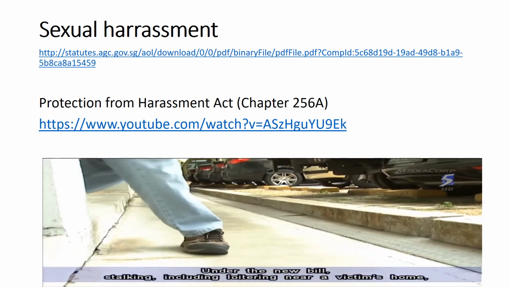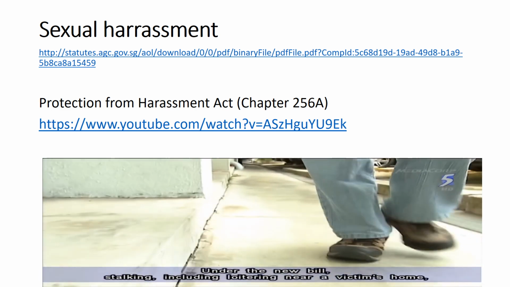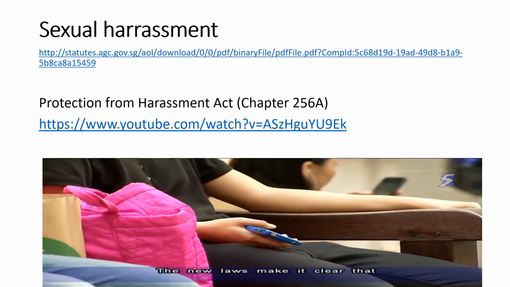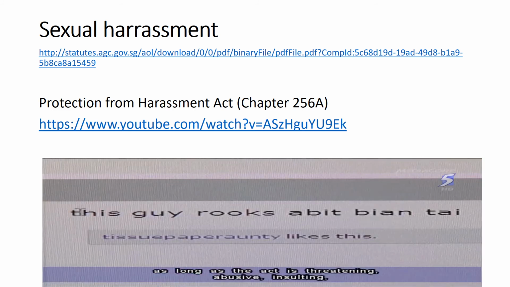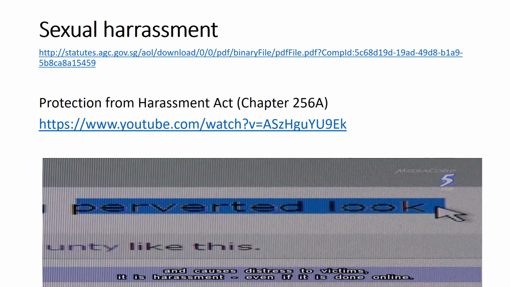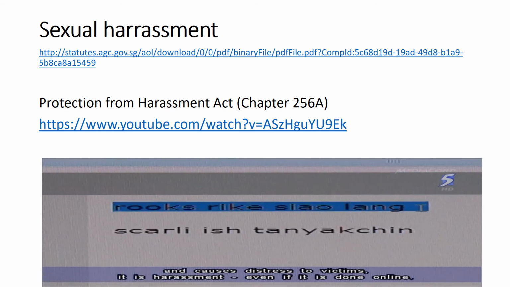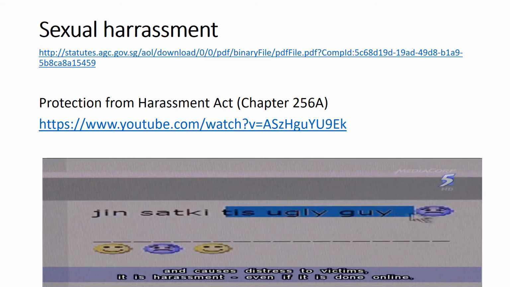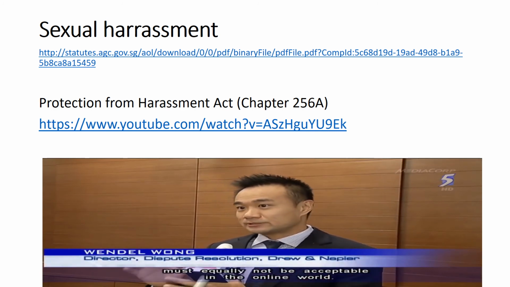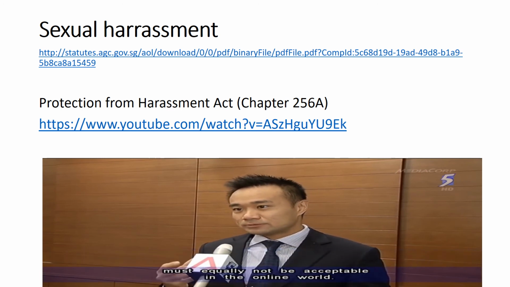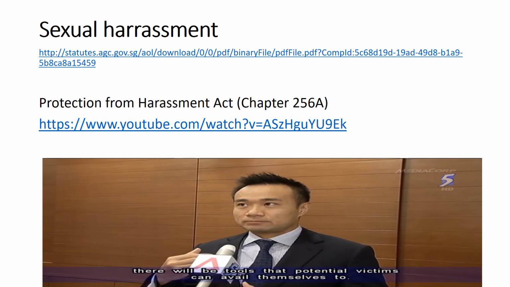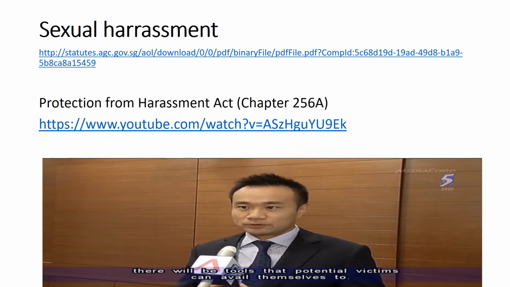Under the new bill, stalking, including loitering near a victim's home or messaging the victim every day, will be criminalized. The new laws make it clear that as long as the act is threatening, abusive, insulting, and causes distress to victims, it is harassment, even if it's done online. In other words, what is not acceptable in the physical world must equally not be acceptable in the online world. So what this means is that there will be tools that potential victims can avail themselves to.